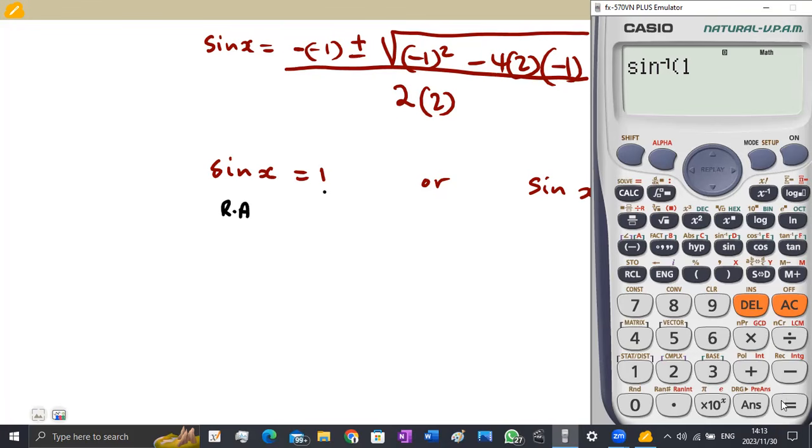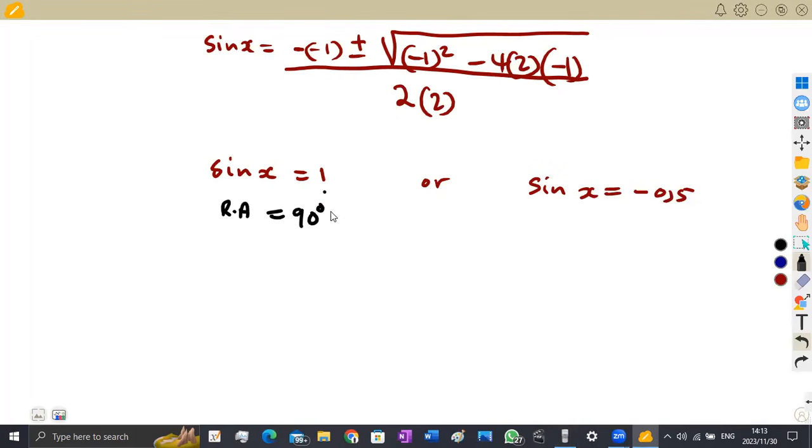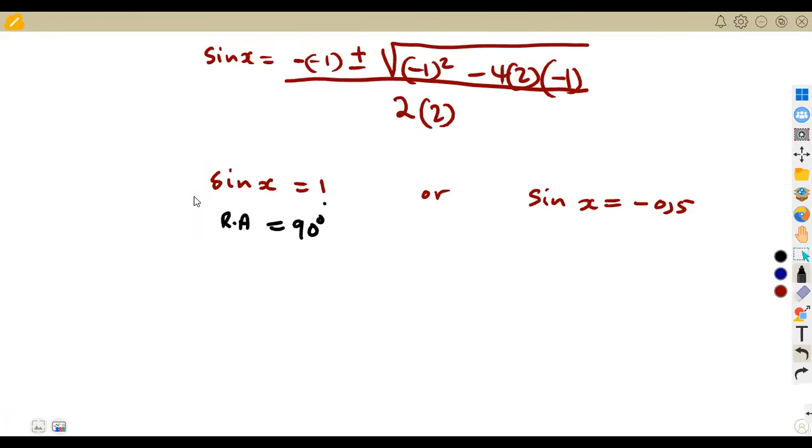This is going to give us 90 degrees. Okay, so the reference angle is going to be 90 degrees. With the reference angle, now we can consider the angles that we need where sine is being positive. We know sine is positive in the first quadrant and in the second quadrant. But in the second quadrant, the angle is supposed to be 180 degrees minus theta, which is 90 degrees. So we are going to have the same angle of 90 degrees.